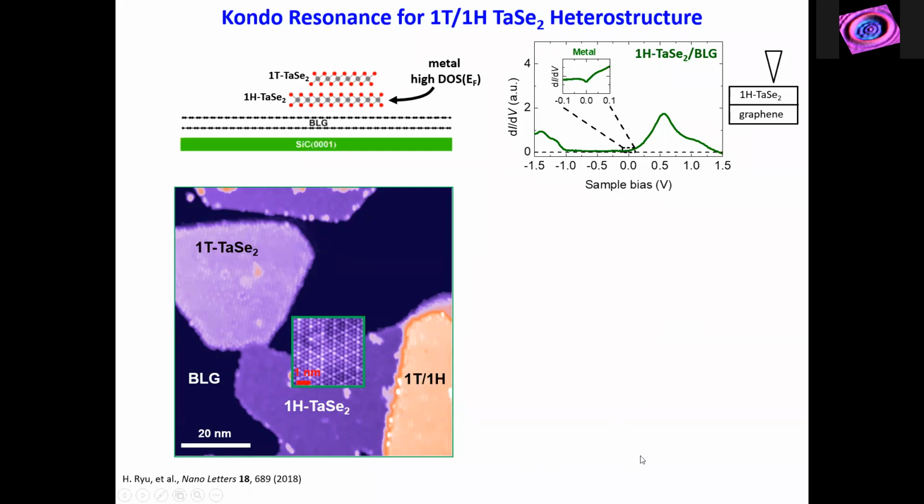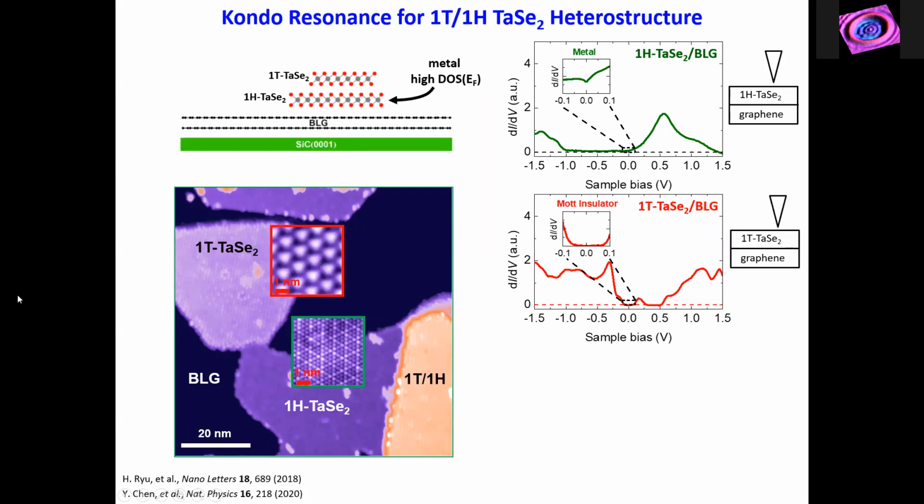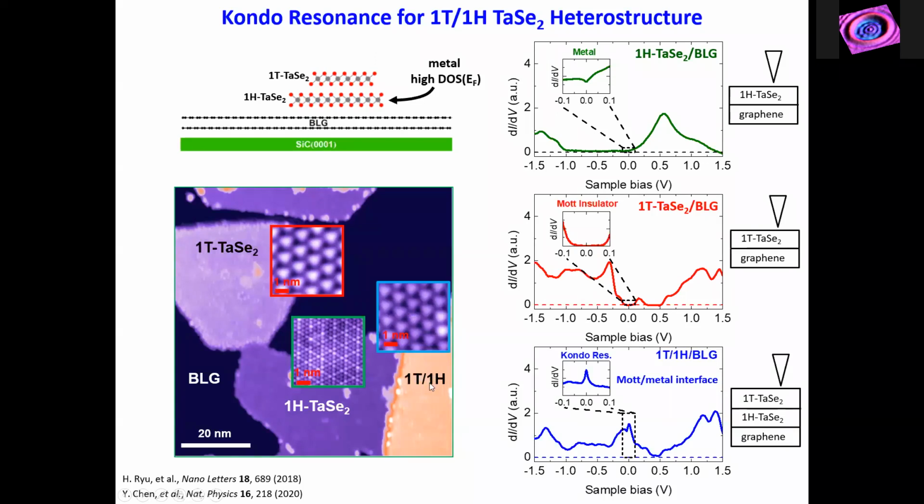And then if you go on the 1T TaS2, that's what you see, and you see that nice Mott insulating behavior I was just describing, and we published a paper on that this year. But now if you go on the 1T layer on top of the 1H, you see something funny. If you look at the high energy behavior in the filled states and the empty states, you see similar behavior as the other materials. But when you go to the low energy behavior, you see completely different behavior. Now we see a Kondo resonance. Now we see a peak.